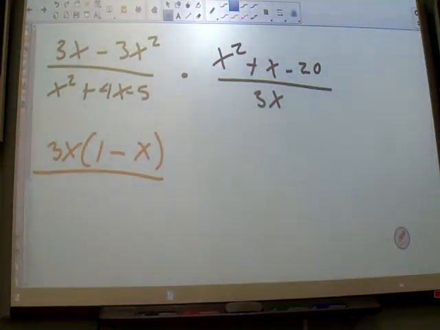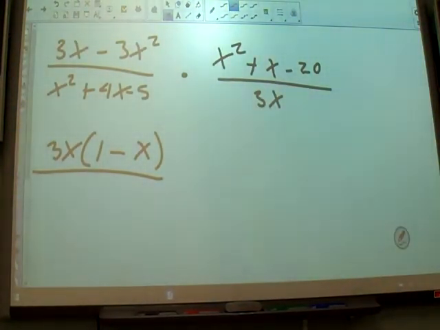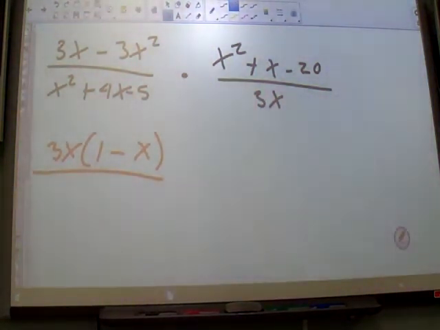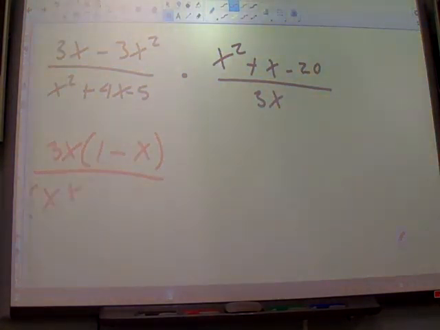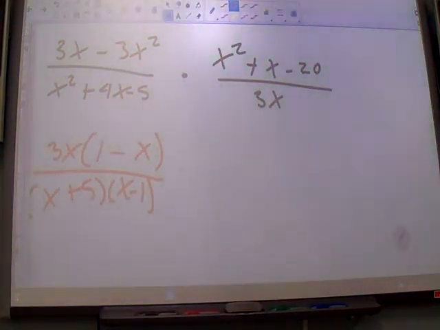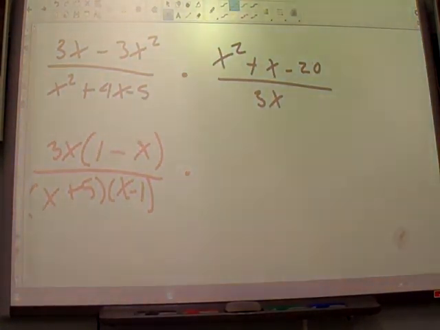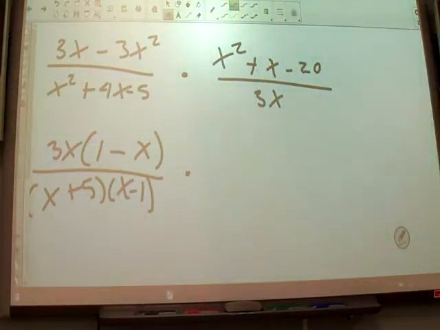On the bottom, x squared plus 4x minus 5. That's a trinomial. There's not a GCF, so you're looking for what multiplies to make -5 but adds to make 4. So x plus 5 times x minus 1. Okay, I've simplified, I've factored, I've broken apart everything on the left side. Let's jump over to the right. There's no GCF, it's a trinomial, so what multiplies to make -20, but adds to make +1?